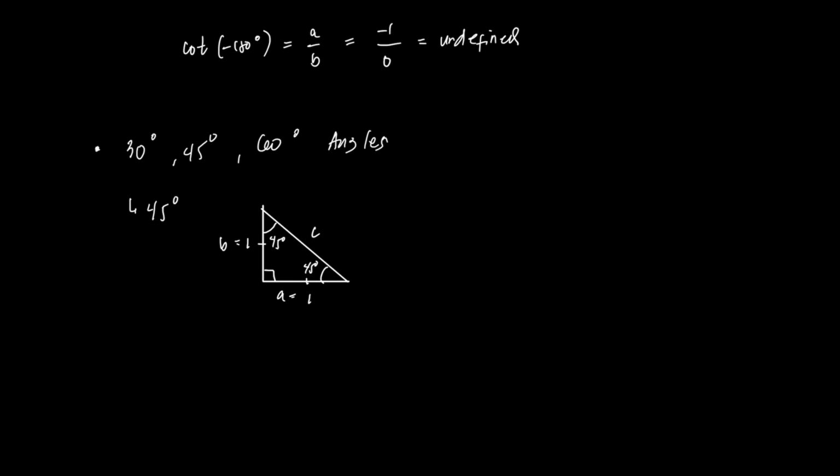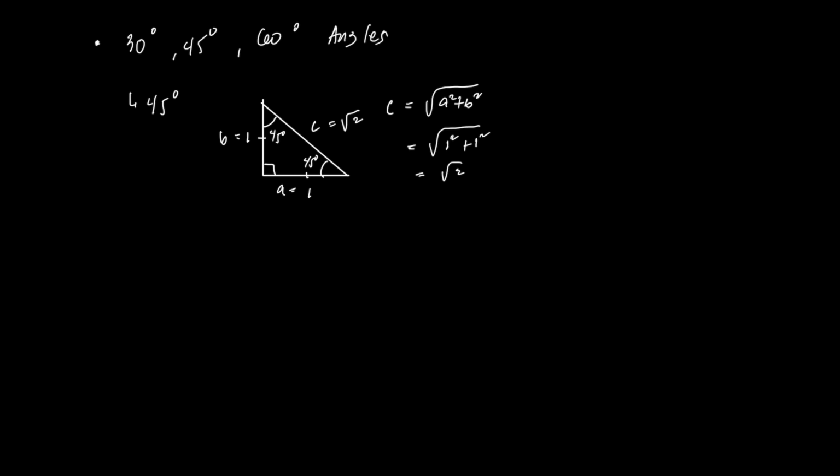So how do we solve C? Again, C is equal to the square root of A squared plus B squared using the Pythagorean principle. So therefore, our A is 1 and our B is also 1. So this is the square root of 2. Therefore, C is square root of 2.